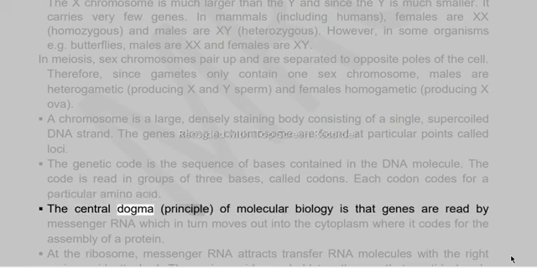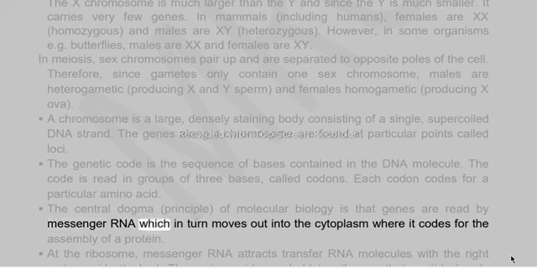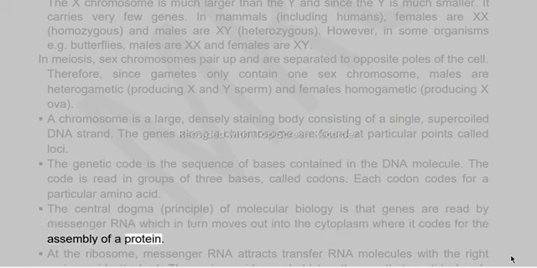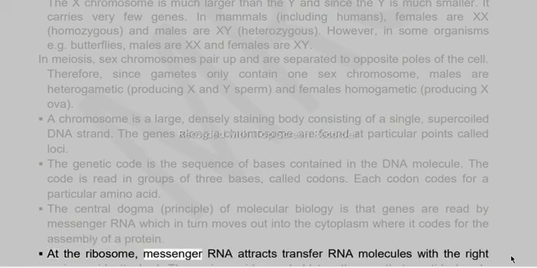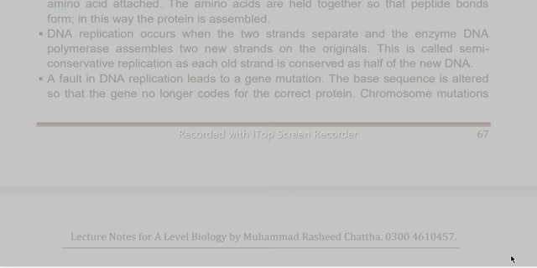The central dogma, or principle, of molecular biology is that genes are read by messenger RNA, which in turn moves out into the cytoplasm where it codes for the assembly of a protein. At the ribosome, messenger RNA attracts transfer RNA molecules with the right amino acid attached. The amino acids are held together so that peptide bonds form. In this way the protein is assembled.